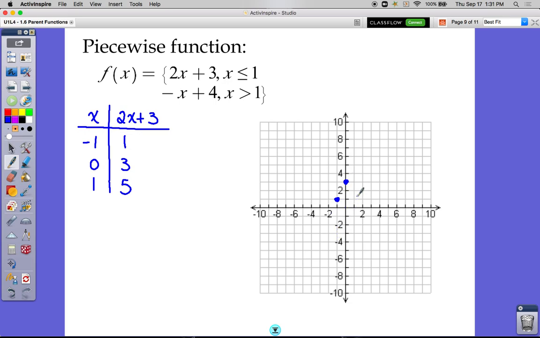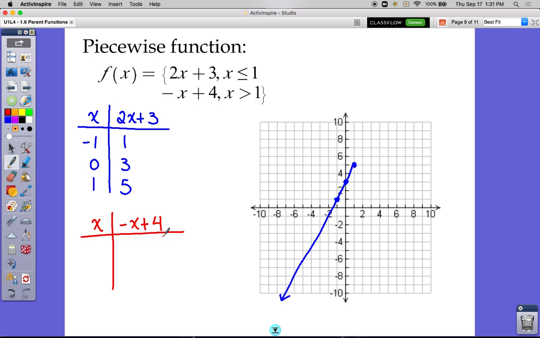and 1, 5. But you got to be careful. Can I use 1, 5? Because it says less than or equal to, yes I can. Then I also know that my values for x are less than or equal to 1, so my graph is going to run off this way. Does not continue that way because I have to stop at 1. Then I will go ahead and graph the second portion of this, which is x and then -x plus 4.